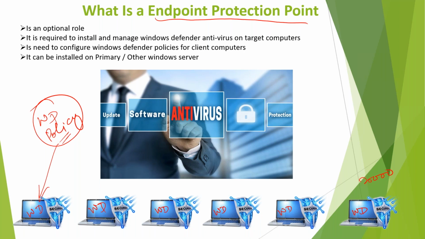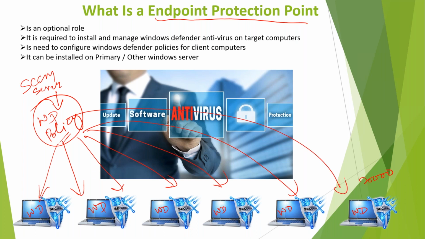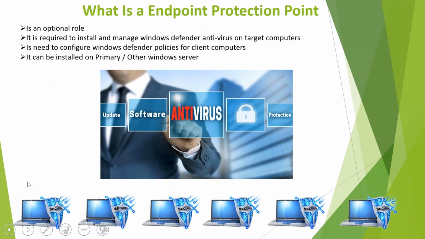this role. You can install this on SCCM, endpoint protection point, and once that role is installed, through SCCM, suppose this is your SCCM server, you can create this Windows Defender policy, and you can apply that policy on the 100 machines or 1,000 machines or 20,000 machines, right? All the machines will take that policy, so they will start behaving in the same fashion. So this role is basically an optional role in SCCM, right? That's the first point. It is required to install and manage Windows Defender antivirus on the target machine.